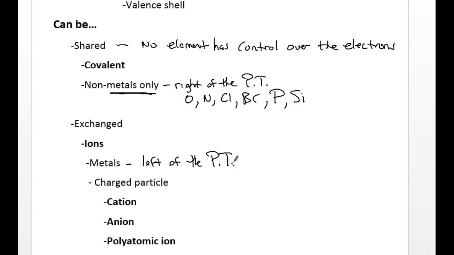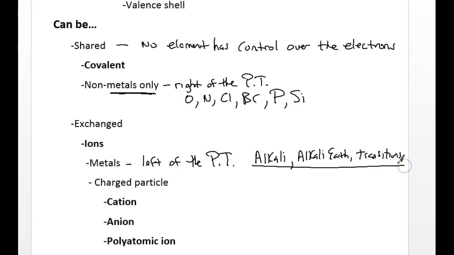And these are like the alkali metals, alkali earth, the transitions, etc. They're all metals. If it has any, if just one of them is this, then it forms an ion. And they form charged particles, and a cation is a positively charged.